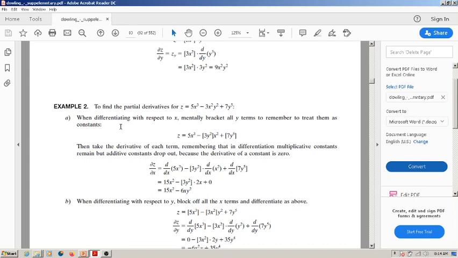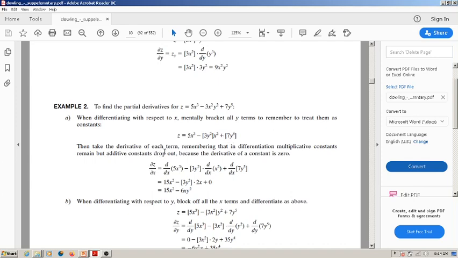Now, when differentiating with respect to x, first of all, take the x term alone and mentally bracket all the other terms. So, z is equal to 5x cube that we need, minus, in the second term x and y are there. We need only the x part. So, we are bracketing 3y square, then out of the bracket write x square plus 7y raised to 5. That also we don't need and just bracket it since it is a y term.